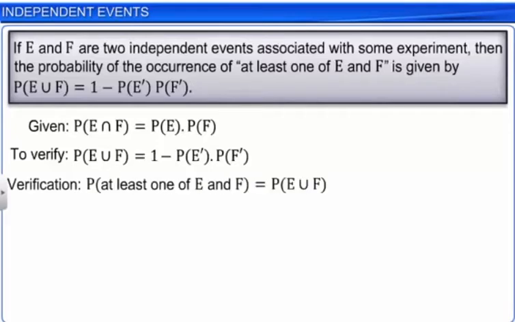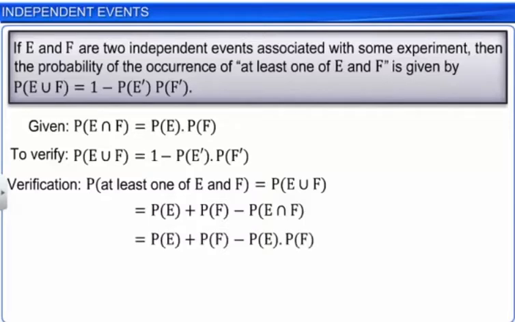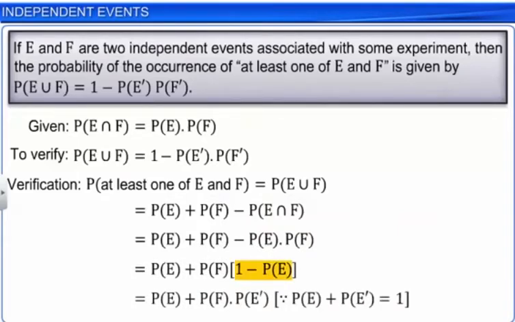The probability of at least one of E and F, or the probability of E union F, is equal to the probability of E plus the probability of F minus the probability of E intersection F. Since events E and F are independent events, the probability of E intersection F is equal to the probability of E into the probability of F. Let's take the probability of F as common from the last two terms of the right-hand side. 1 minus the probability of E is equal to the probability of E complement.